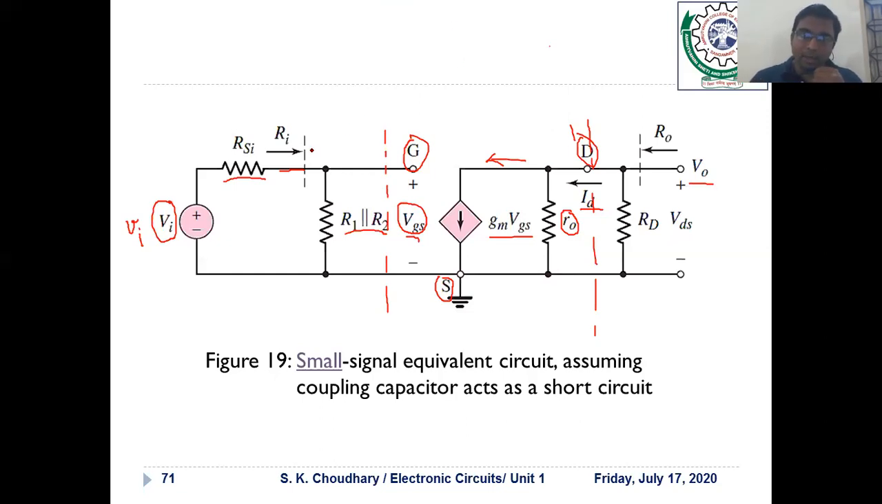In this case, you have to see that R1 parallel R2, that is Ri, is very much larger than RSI. So Ri would be calculated only because of these two resistors, R1 parallel R2. And on the output side, the output resistance would be calculated by means of only the drain resistance. So R0 is nothing but RD parallel to the finite output resistance of the MOSFET.